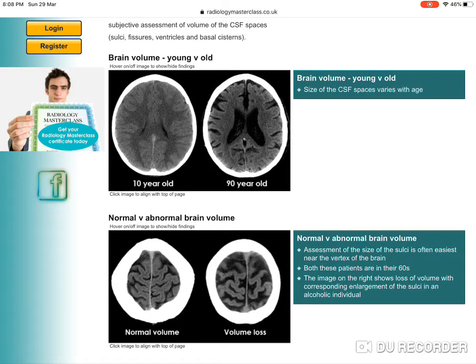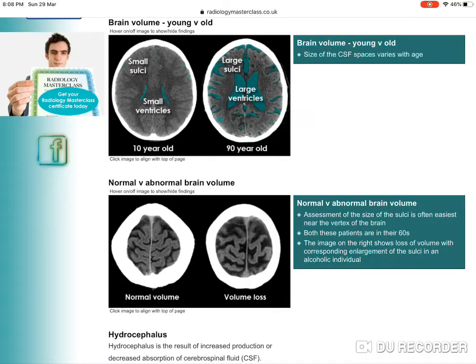Brain volume, young versus old. The size of the CSF spaces varies with age. You can see here 10-year-old and 90-year-old CT scan images. There are small sulci and small ventricles in the 10-year-old patient, and in the case of the 90-year-old, large sulci and large ventricles can be seen.